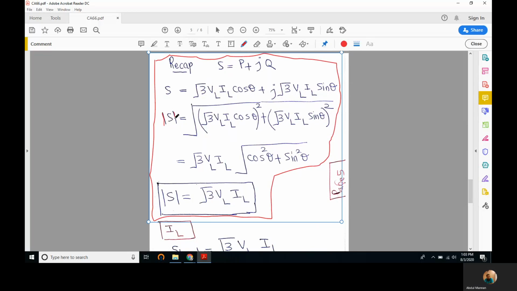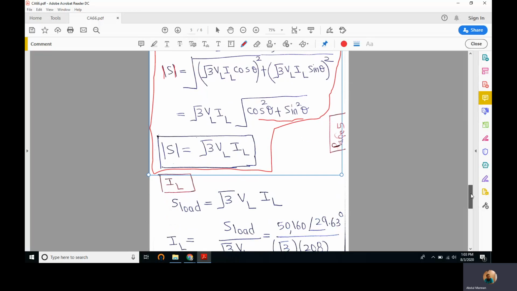This means this would be the real squared plus the imaginary squared and the whole square root, right? So when we do that, square root of 3 VL IL is common, and then computing the square root, it comes out of the square root, and cosine squared theta plus sine squared theta. We know it's a trigonometric identity. Cosine squared theta plus sine squared theta is 1. Square root of 1 is 1. So the magnitude of S is square root of 3 VL times IL. This is a very useful expression that we'll use here.